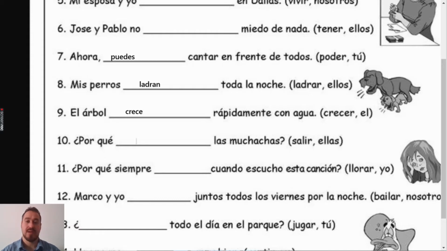10. ¿Por qué salen las muchachas? ¿Por qué salen las muchachas? Why are the girls going out? Why are they getting out? Yeah?